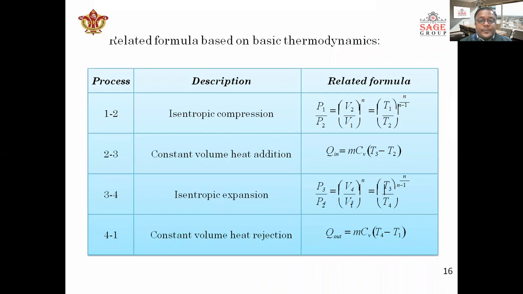This is the description of the 1 to 2 process, isentropic compression, जो आपको यहाँ पे दिख रहा है. P1 by P2 is equal to (V2 by V1) to the power of n. T1 upon T2 is equal to the power of (n minus 1) upon n. Similarly, constant volume heat addition: this is the heat supply formula, m CV (T3 minus T2). Isentropic expansion: the formula is P3 by P4 equal to (V4 by V3) to the power of n, and that is equal to T3 upon T4 to the power of n upon (n minus 1). 4 to 1 is the constant volume heat rejection process, where the exhaust gas goes to the atmosphere: m CV (T4 minus T1).